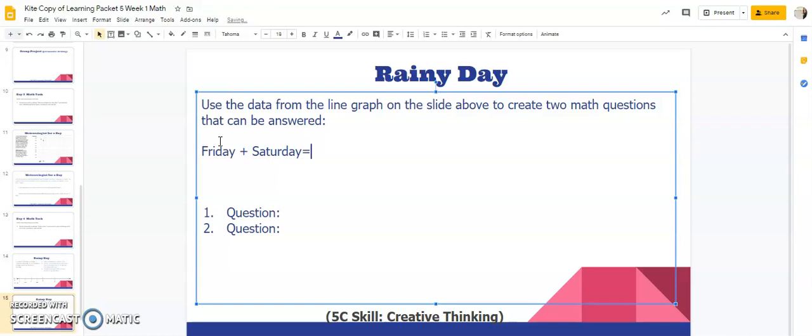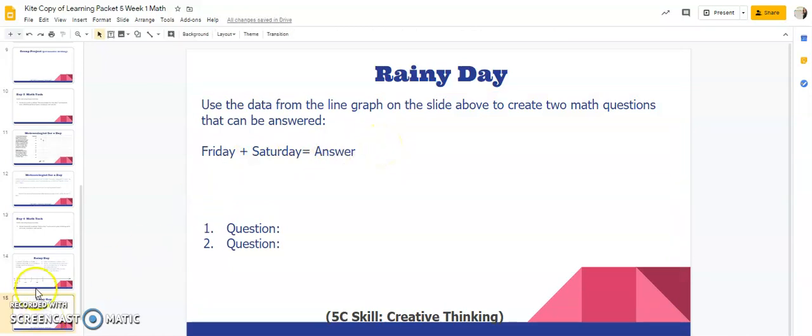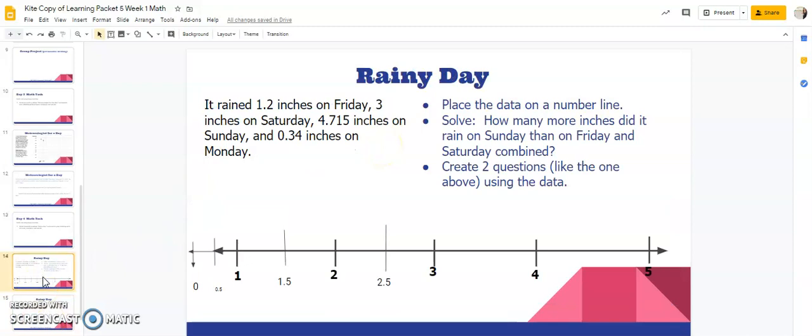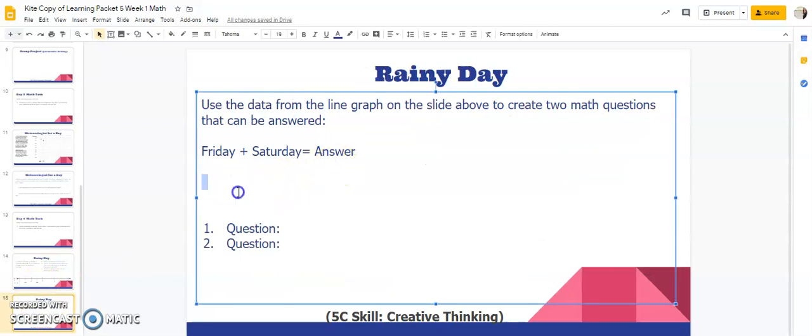How much does that equal? Then I have to take this answer, and I have to figure out how much more it rained on Sunday. So if it rained more on Sunday, then my problem's going to look like Sunday minus my answer. Now, this, of course, is going to be addition and subtraction of decimals.